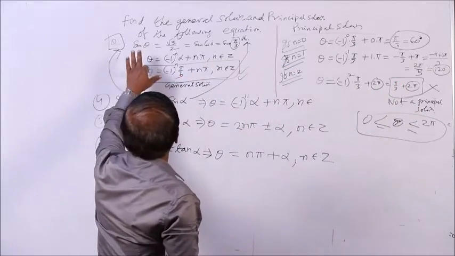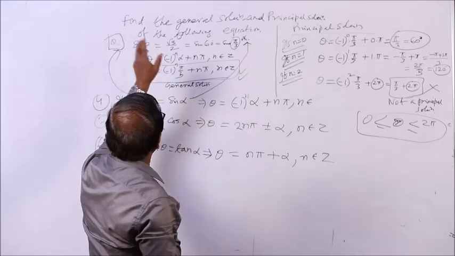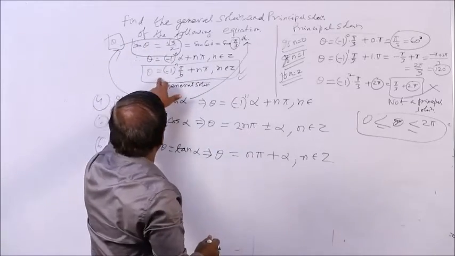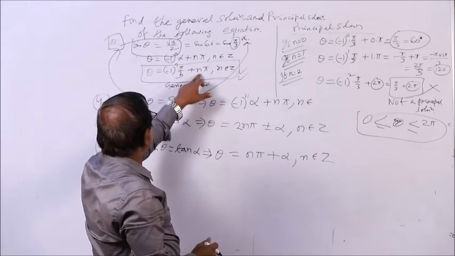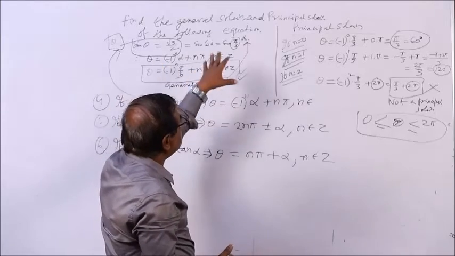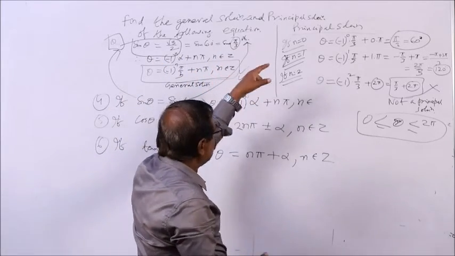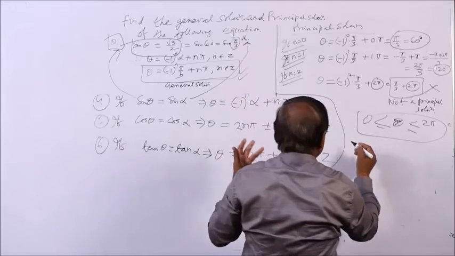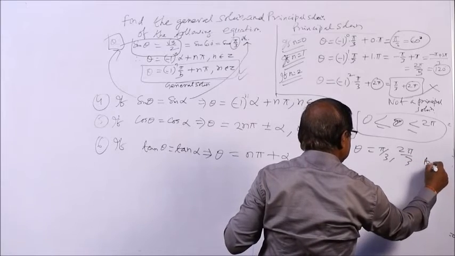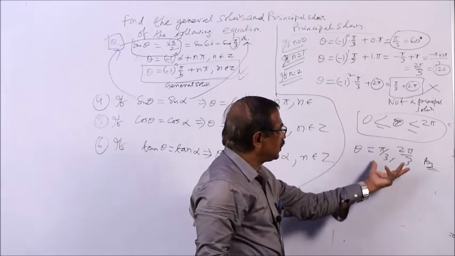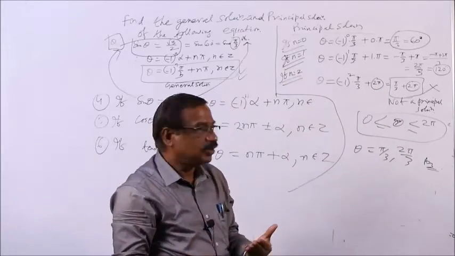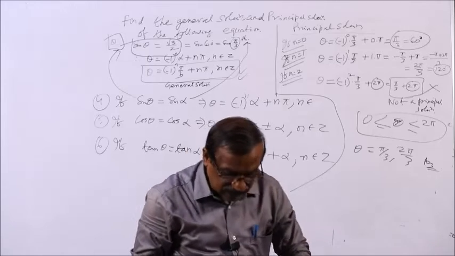So, if the question is like this, find the general solution and principal solution of sin theta is root 3 by 2, then the general solution is minus 1 to the n pi by 3 plus n pi, n belongs to Z, n can take any integer value. As far as the principal solution is concerned, the answer is only 2: theta is pi by 3 and 2 pi by 3. This is the answer, you will get the marks. If you input the value of n is 2, this exceeds 2 pi, so this is not the principal solution.